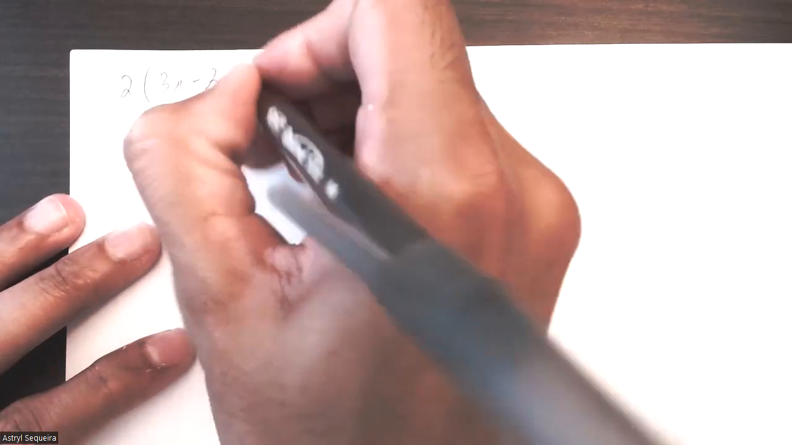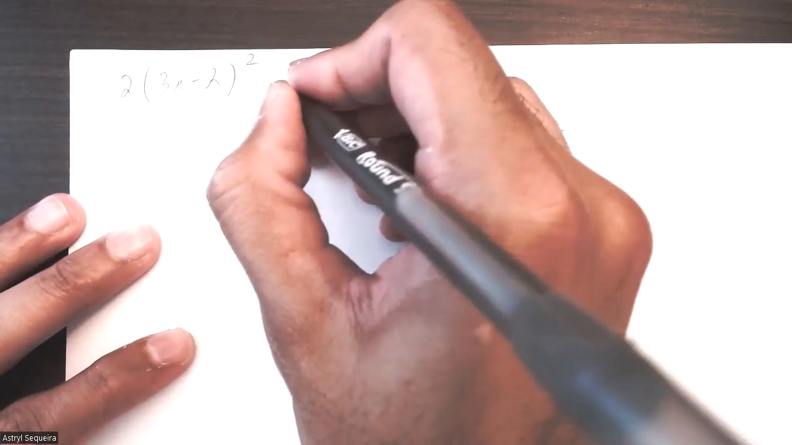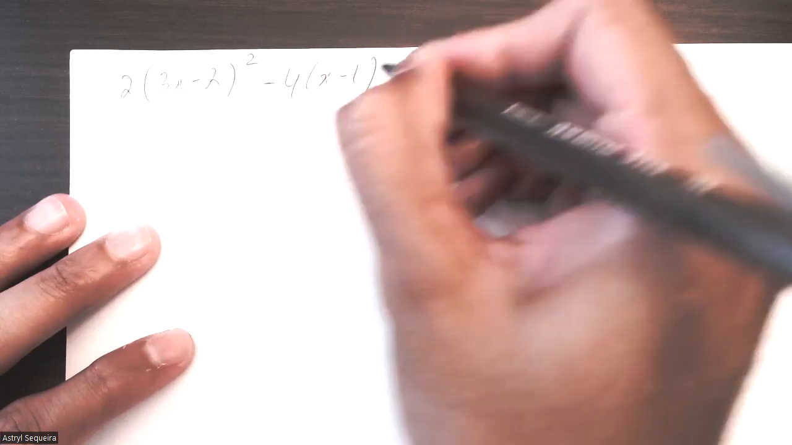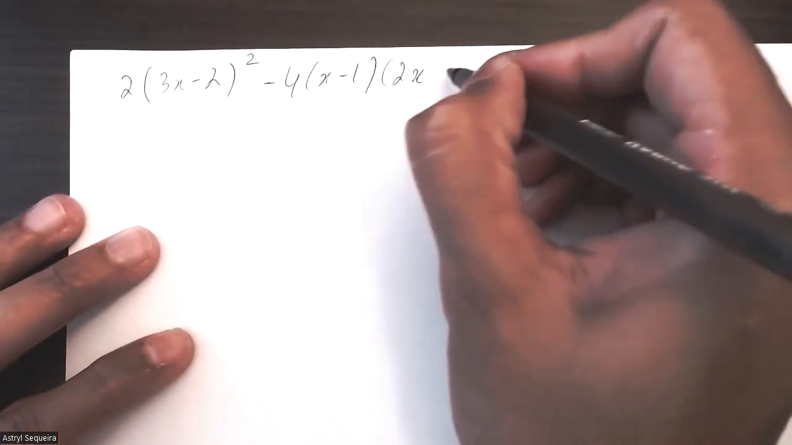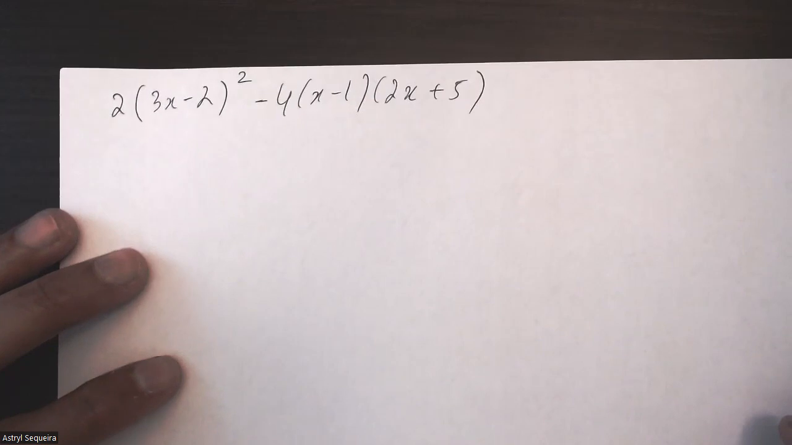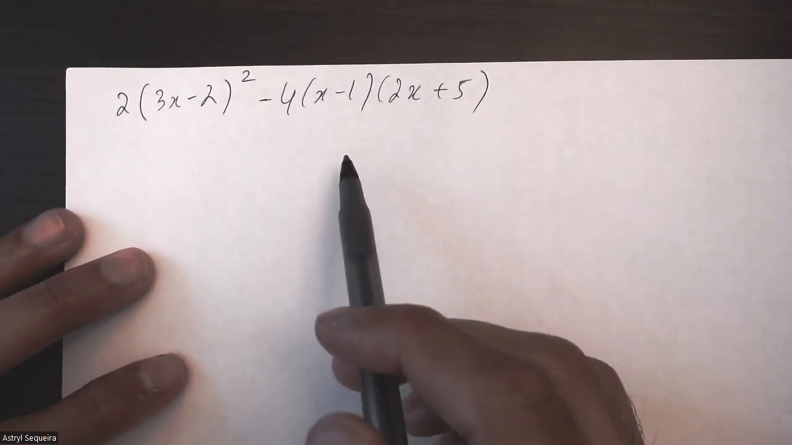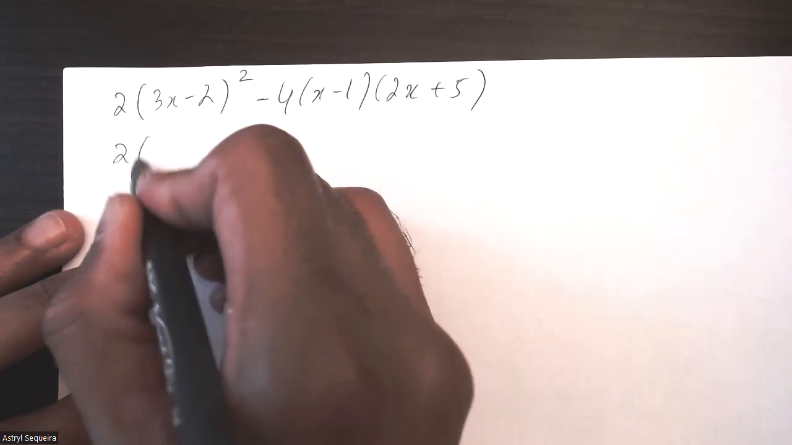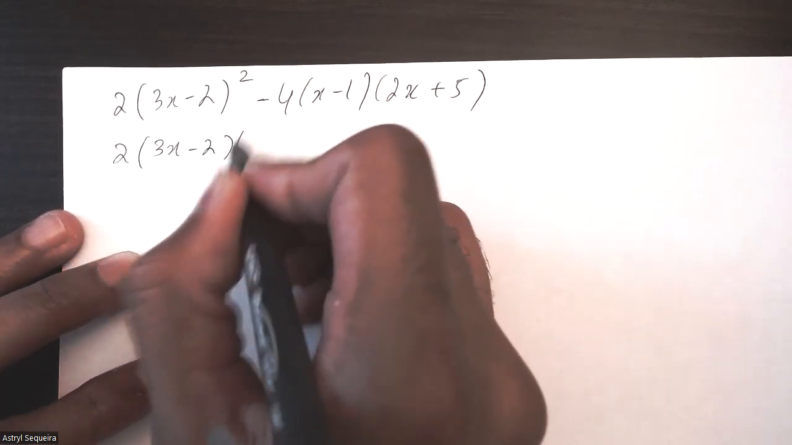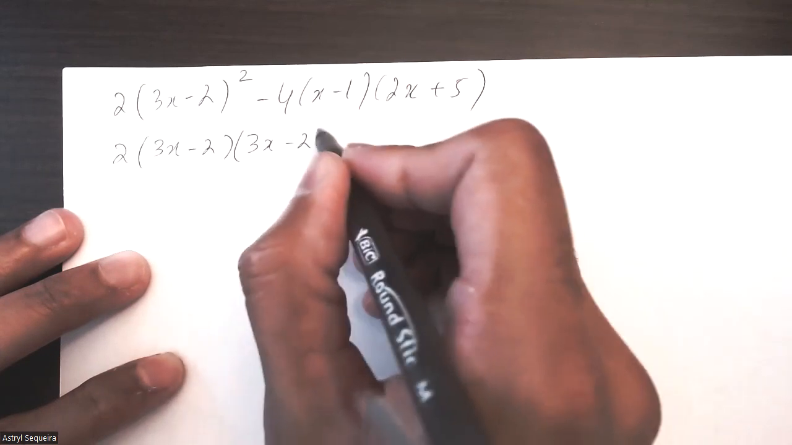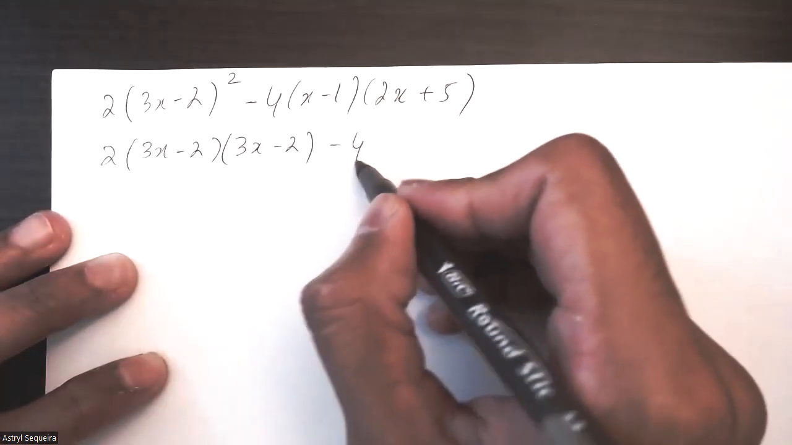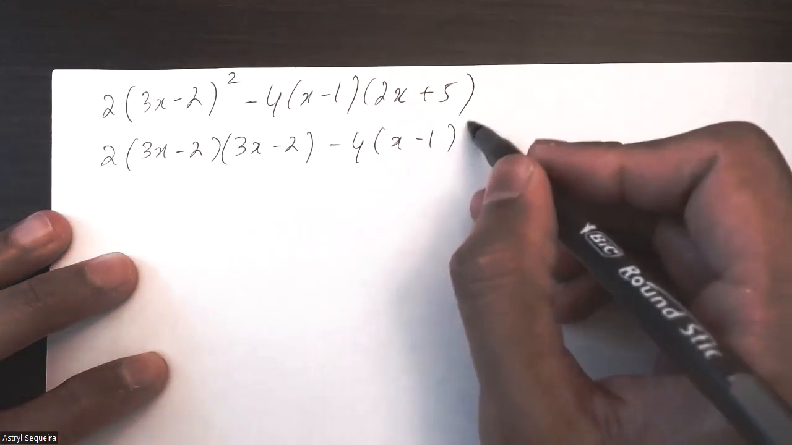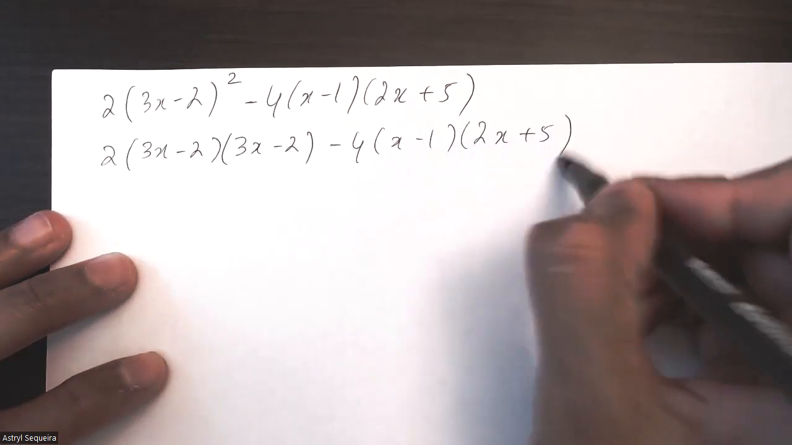And we have the next question, which is 2 times 3x minus 2 squared minus 4 times x minus 1, 2x plus 5. I think I'll do this as the last question. I guess I could do one more after this, slightly more difficult. So I'm going to get rid of my exponent here and write this bracket out twice. This just stays the same for now. I like to get rid of my exponents first.